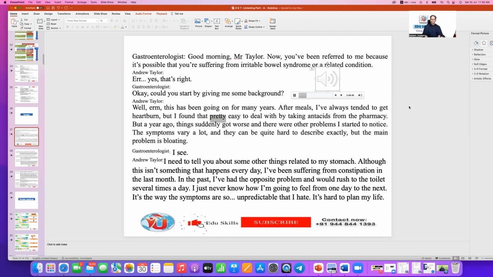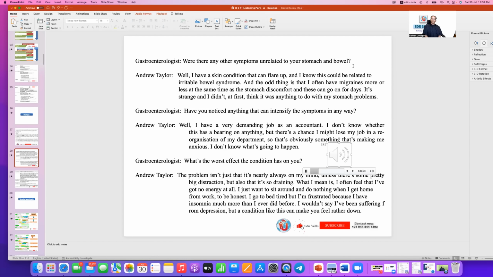I just never know how I'm going to feel from one day to the next. It's the way the symptoms are so unpredictable that I hate. It's hard to plan my life. Were there any other symptoms unrelated to your stomach and bowel? Well, I have a skin condition that can flare up, and I know this could be related to irritable bowel syndrome. And the odd thing is that I often have migraines more or less at the same time as the stomach discomfort, and these can go on for days. It's strange, and I didn't at first think it was anything to do with my stomach problems.